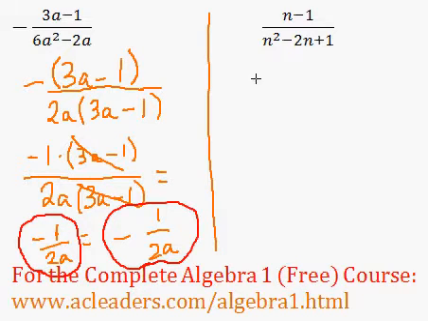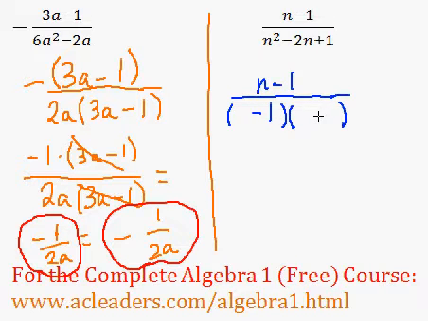So let me go over to the right here. N minus 1 over n squared minus 2n plus 1. There's nothing I can really do with the n minus 1, so I'm just going to leave that. But here at the bottom, n squared minus 2n plus 1, I will factor that. If we're looking for two numbers that multiply to 1 and add up to negative 2, those numbers will be just negative 1 and negative 1.